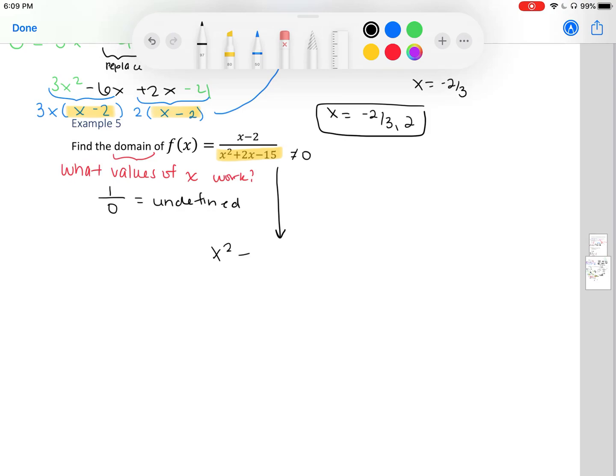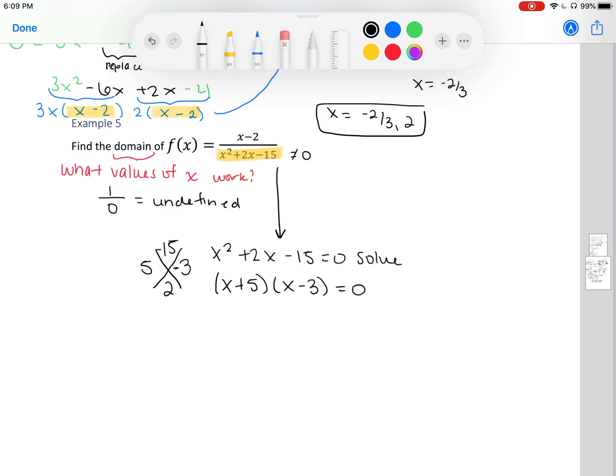So I have x squared plus 2x minus 15 is equal to 0. Let's go ahead and solve. Okay, so what numbers multiply to be negative 15, but add up to be 2? 5 and 3 work. I can make 3 negative, so that 5 plus negative 3 is 2. Okay, so we have an x squared. This factors to be x plus 5 times x minus 3 is equal to 0.